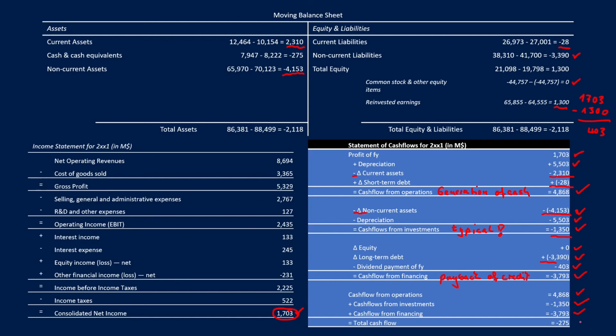So our total cash flow is minus 275, and we see that again here. So seemingly our cash flow calculation reconciles because these numbers are still fitting.